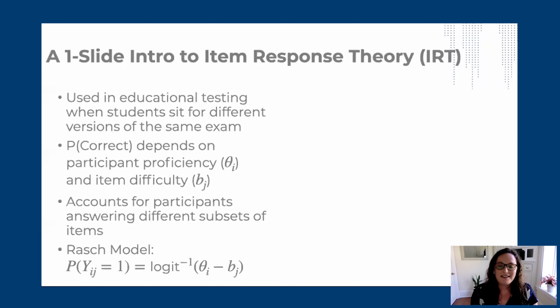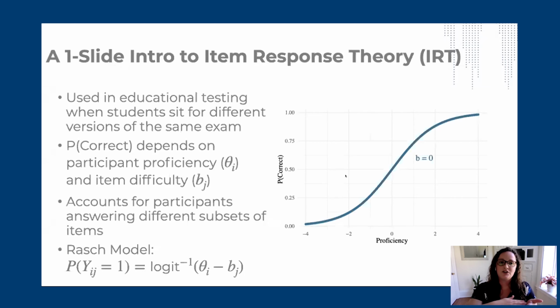And so the method that I'm going to be using a bunch today is the Rasch model. Here we model the probability of a correct response, which is y equals 1, with the inverse logit of the difference between participant proficiency and item difficulty. If there are statisticians in the audience, you will probably recognize this as a random effects logistic regression.